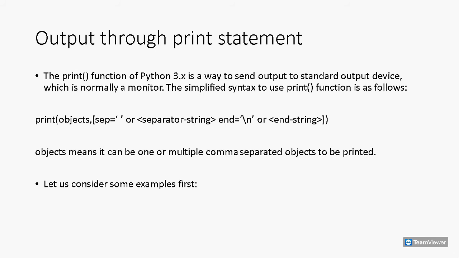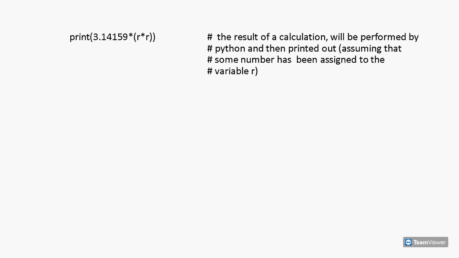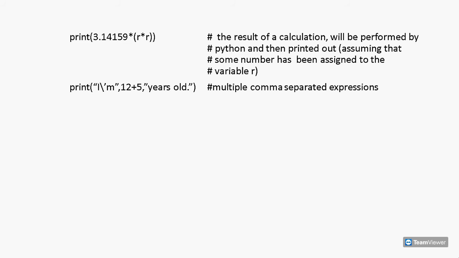Let us consider some examples first. print("hello"), the string. print(17.5), this is a number. print(3.14159*r*r). The result of a calculation will be performed by Python and then printed out, assuming that some number has been assigned to the variable r. print("I'm", 12+5, "years old."). Multiple comma separated expressions.